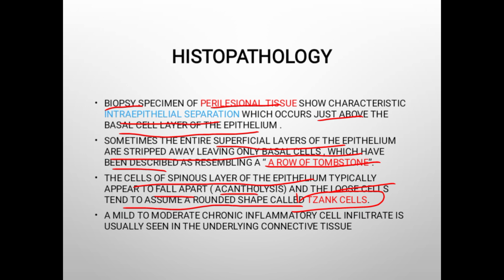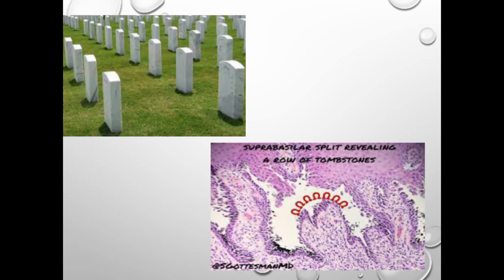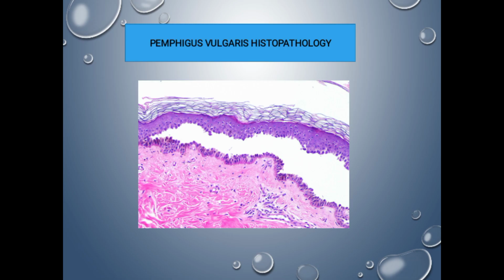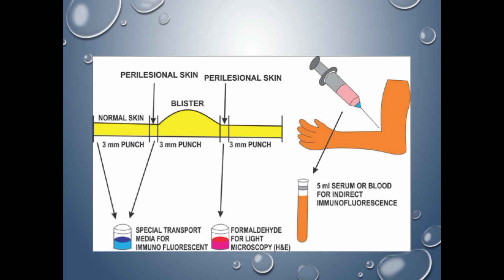Very important: when the desmosomal attachments are lost, the cells are floating. These cells are known as Tzanck cells. Mild to moderate chronic inflammatory cell infiltrate is usually seen in the underlying connective tissue. You can see here the epithelium split.